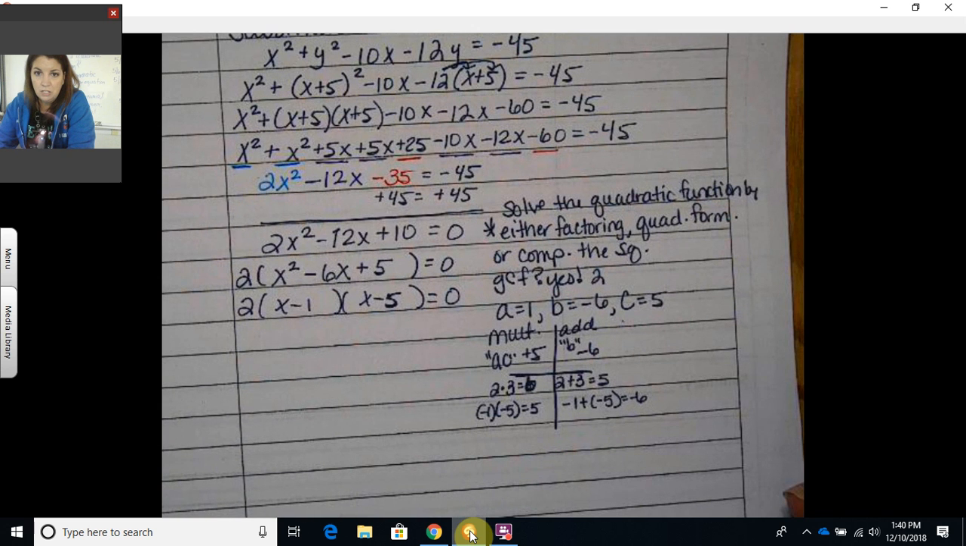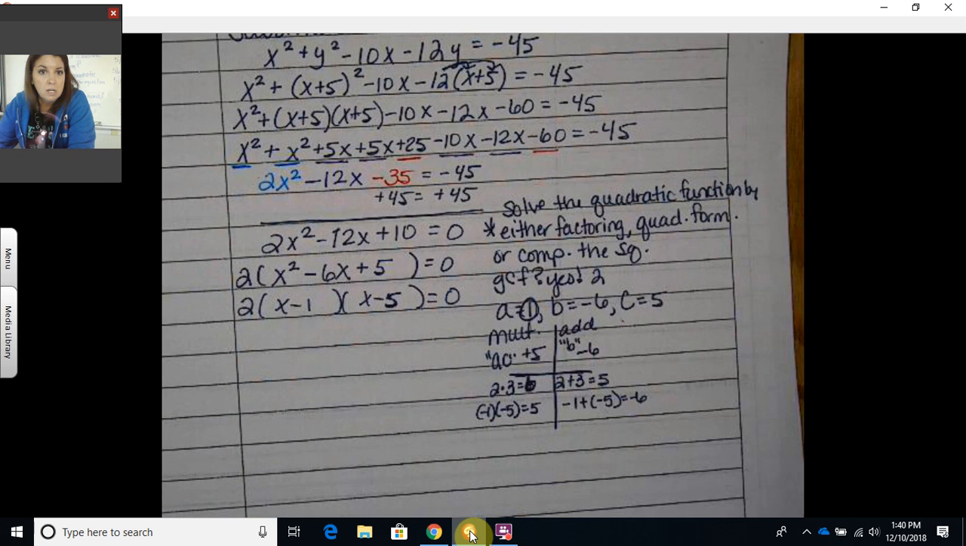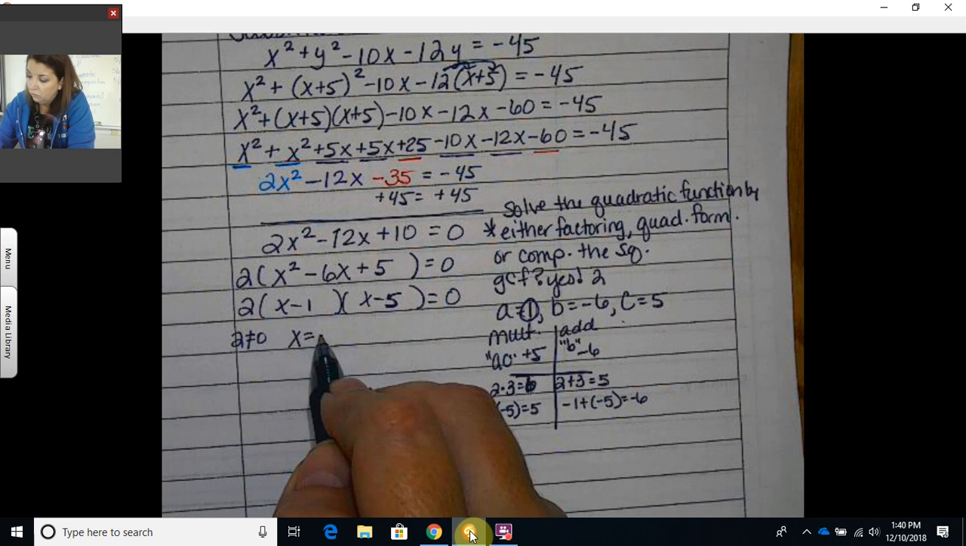Do I need to divide and slide on this one? No, because A is 1. If I divide or slide by 1, it's not going to change anything, right? But I'm factored, but I haven't solved. So I have a GCF of 2. If I set 2 equal to 0, is that going to give me a solution? No. So 2 is a GCF, it's not going to give me a solution. If I set x minus 1 equal to 0, what does x equal? 1. If I set x minus 5 equal to 0, what does x equal? 5.